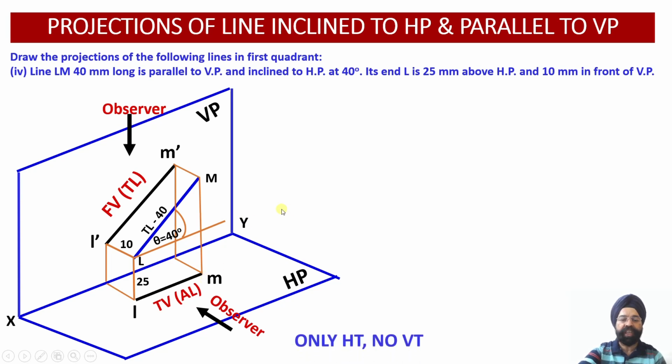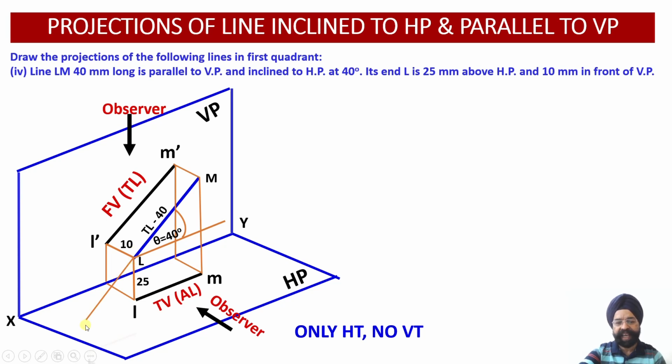Now let us work out the traces of the line. Now in order to obtain the traces, first thing is, since this line happens to be parallel to VP, this line will not have any vertical trace. This is not going to intersect with the vertical plane, so no vertical trace will be there. This line is inclined to HP, so obviously it is going to intersect with HP. Now the question arises, does this line intersect with HP itself? No. Now what we have to do, we have to extend this line. You see, I am going to extend this line.